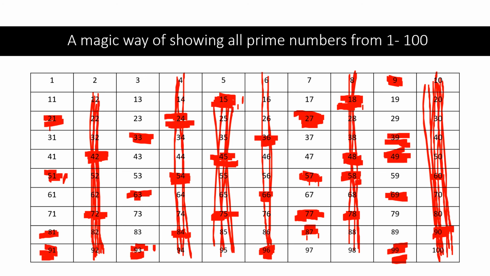Okay, now what you have to do is write down all the numbers which have been left uncolored, because they are all prime numbers. They have only two factors, which are 1 and the number itself. So we have found the prime numbers till 100. And all the numbers we have colored are composite numbers because they have more than two factors.